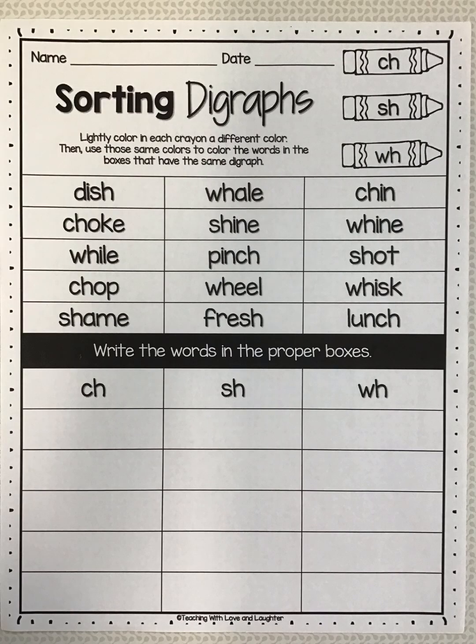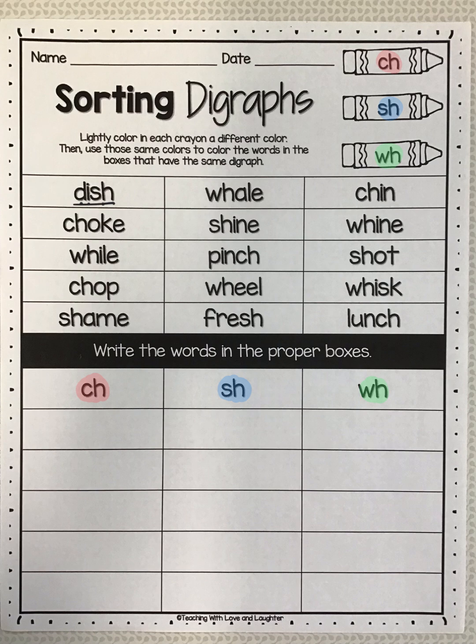Okay, my friends, please pick 3 different colored crayons. We are going to be sorting digraphs. We are looking for words with a CH digraph, words with an SH digraph, and words with a WH digraph. I'm going to be using red for CH, blue for SH, and green for WH.